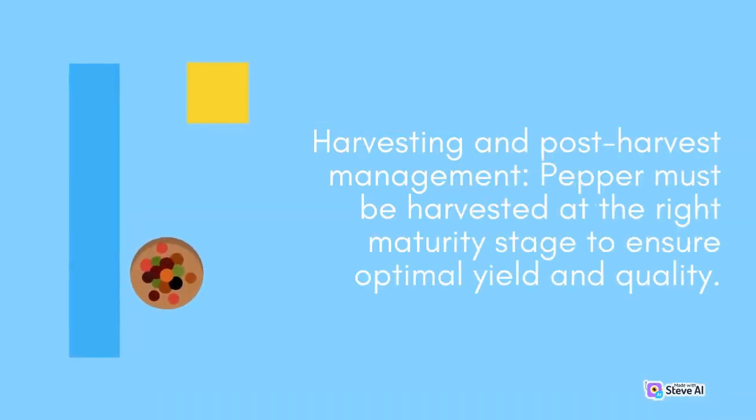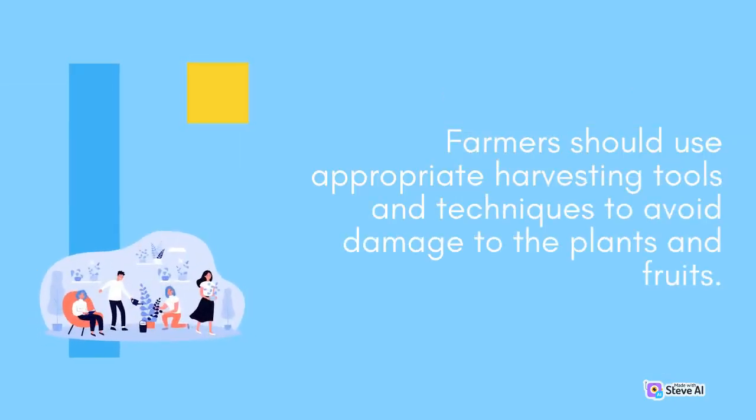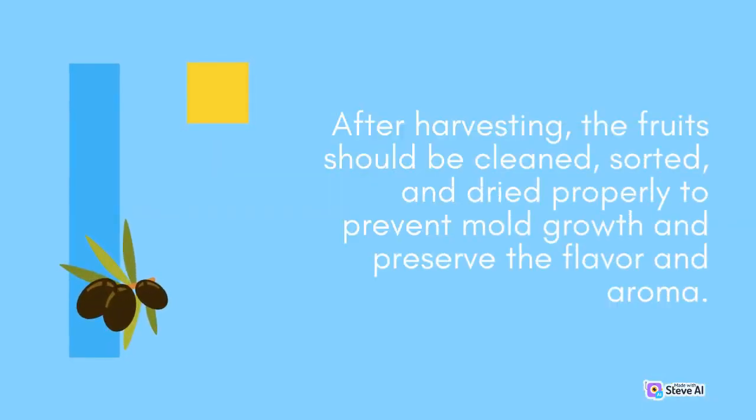Harvesting and post-harvest management. Pepper must be harvested at the right maturity stage to ensure optimal yield and quality. Farmers should use appropriate harvesting tools and techniques to avoid damage to the plants and fruits. After harvesting, the fruits should be cleaned, sorted, and dried properly to prevent mold growth and preserve the flavor and aroma.